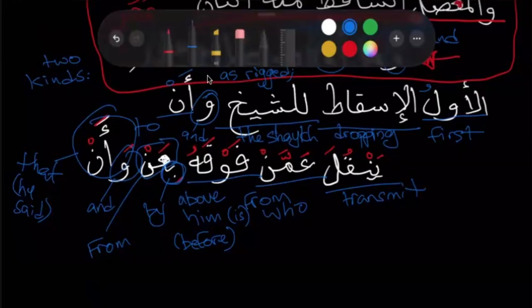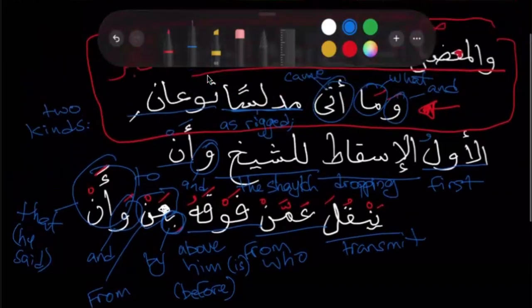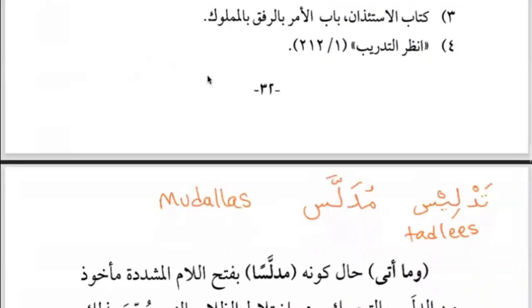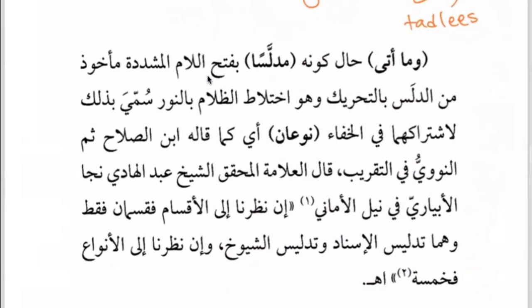Okay, let's see. What about the second one? It says, what came as a rigged report is two kinds. The first is dropping out the sheikh and to transmit from who is above him by, from, or that he said. What about the second one? We'll see. Let's see if we can cover this much first. So we're going to start here in the explanation of Sheikh Al-Jabarti, rahimahullah.